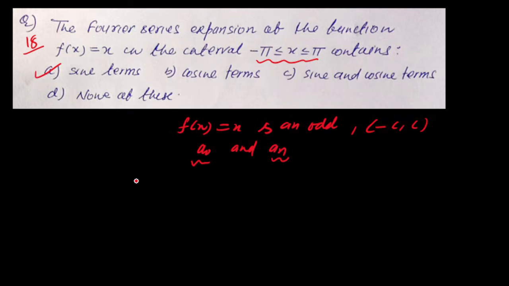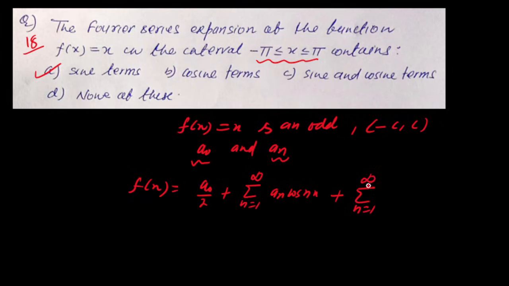I hope you remember that Fourier series is written as a naught by 2 plus summation n varies from 1 to infinity a n cos nx, in case the interval is minus pi to pi of length 2 pi, and n varies from 1 to infinity bn sin nx. Okay. So if it is an odd function, then a naught means this term will not be present, this term will not be present, only this term will be present. So only sine term will be present, right?